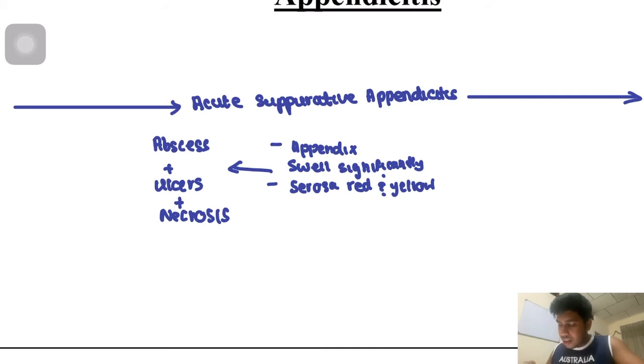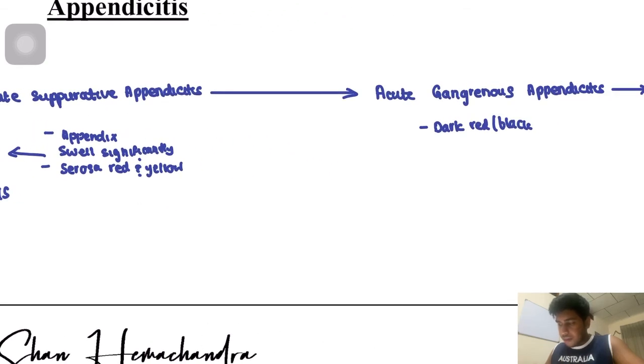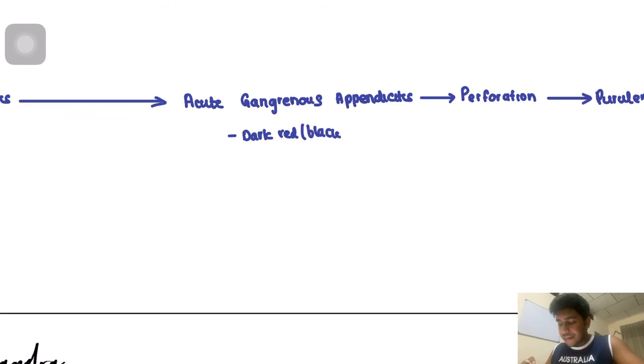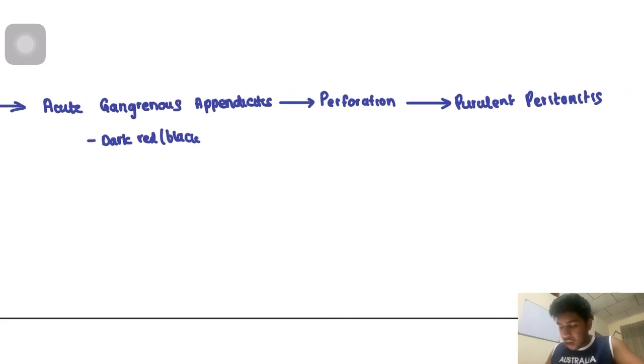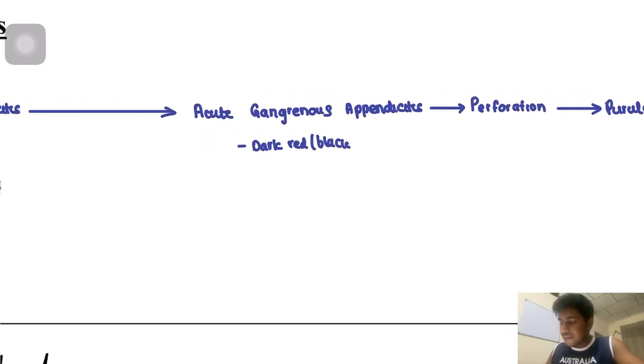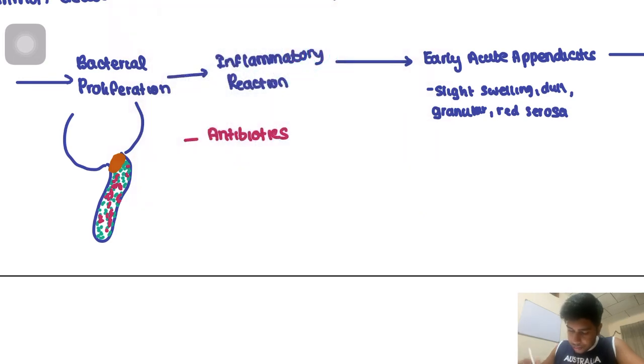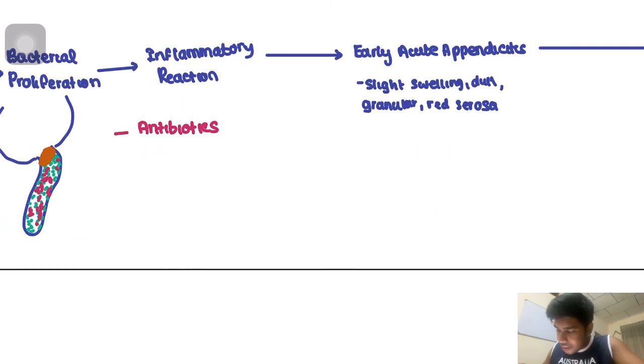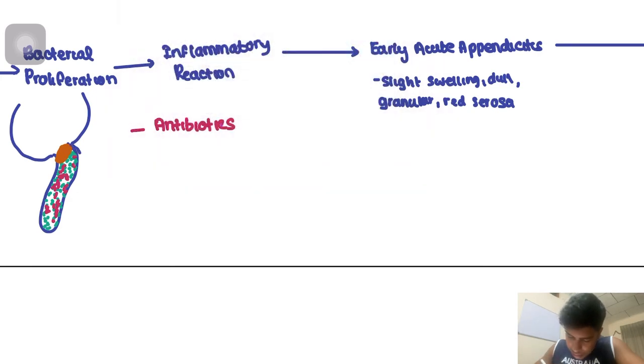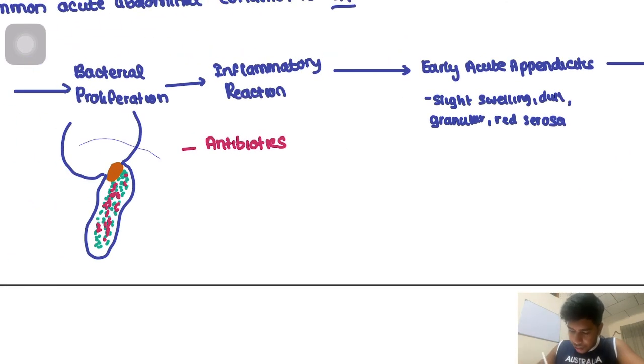The first stage is called acute suppurative appendicitis. The dangerous condition is if it becomes gangrenous, because that can burst and all the bacteria and the purulent substances can go and infect the peritoneum, and it can actually lead to death. So let me just go through this slowly. You use antibiotics, you can get rid of that. You will see on histology the appendix has enlarged slightly. This is early acute appendicitis.